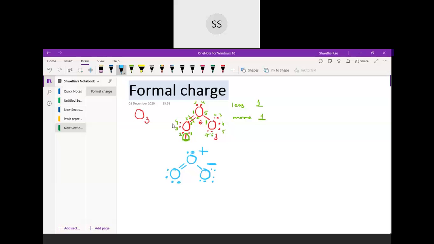Okay, and we can even calculate this using a formula. The formula for formal charge is F equals V minus L minus half into S. Here V stands for the total number of valence electrons, L stands for the number of non-bonding electrons, and S stands for shared electrons, that is, bonded electrons. Using this formula, you can calculate these charges.